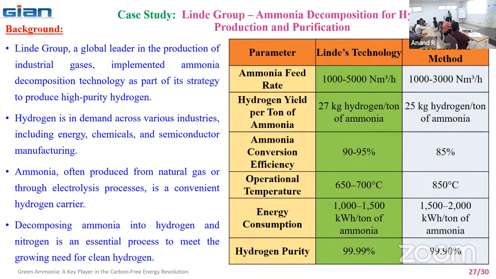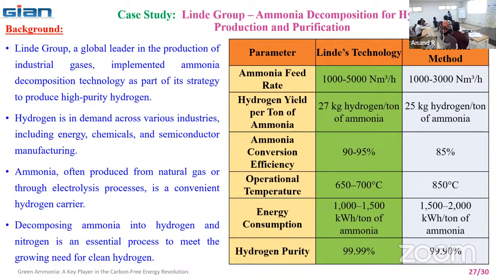Operating temperature: the traditional method is 850 degrees, but the Linde method is comparatively 150 degrees lower than that. Energy consumption is compared to the traditional method. It is about 1000 to 1500 kilowatt hours of electricity or thermal energy you are going to provide per ton of ammonia. For the traditional method, we are providing 1500 to 2000 kilowatt hours per ton of ammonia. Hydrogen purity here, they are claiming 99.9% using Linde technology. In the traditional method also, they are able to attain the same level, 99.9%.